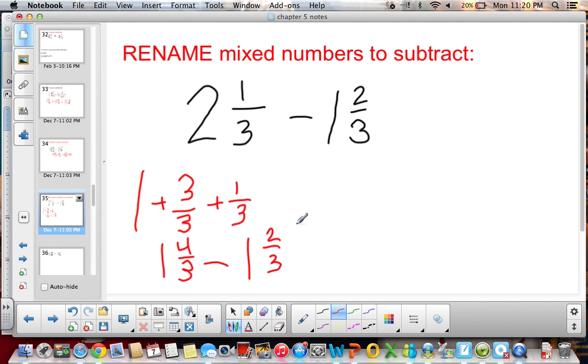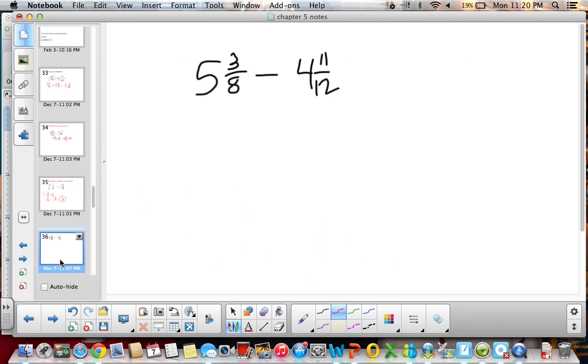and it already has like denominators, so that makes it a little bit easier. And then we subtract our whole numbers, which is 0, and then we subtract our fractions. 4 minus 2 is 2, and then I keep the denominator, so it is 2/3. That would be our answer. Okay, let's do another one like that.